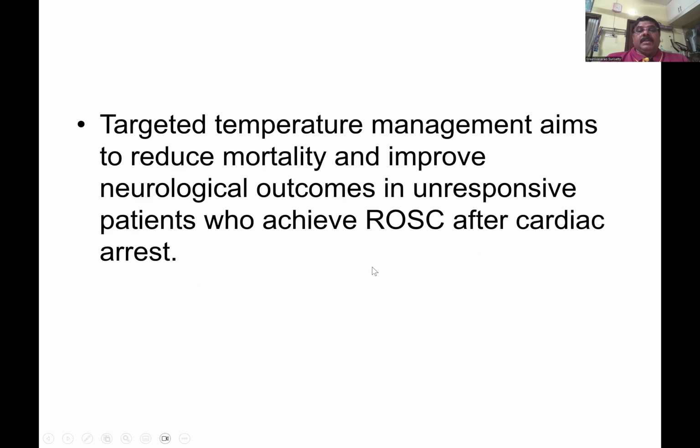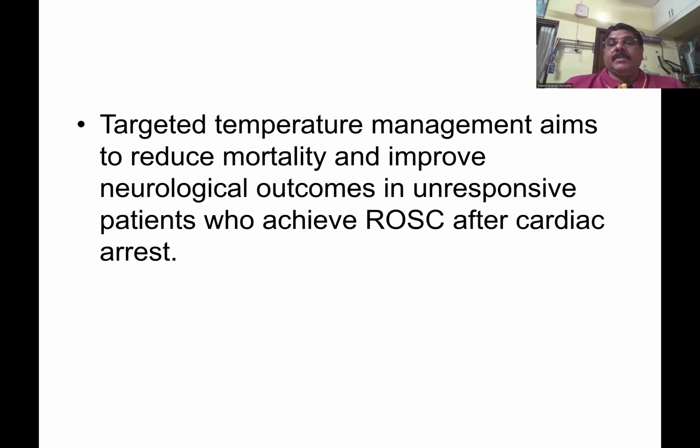So what is the meaning of target temperature management? It aims to reduce mortality and improve neurological outcomes in unresponsive patients who achieve ROSC after a cardiac arrest. So we use it in unresponsive patients who achieve return of spontaneous circulation after cardiac arrest. In that situation only, we can use targeted temperature management.